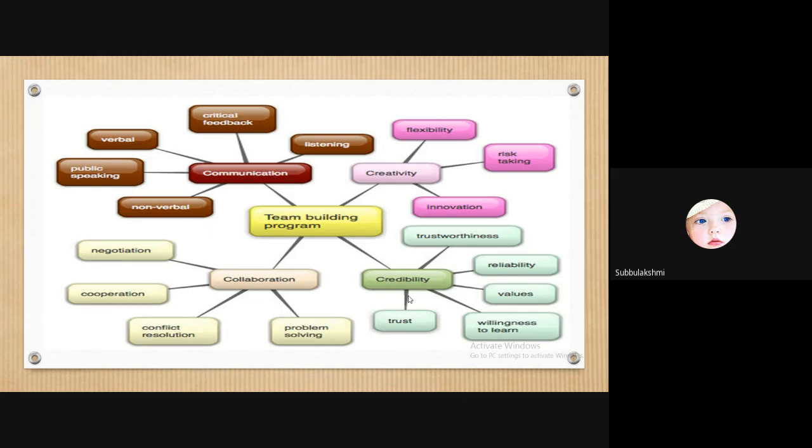The next we have here is credibility. Credibility is trust amongst each other, reliable. They should have social values, team values, what you call willingness to learn. They should be open-minded, open to learn whatever comes from the group members, open to learn, acceptance. Next we have collaboration. What are those skills that form collaboration? Negotiation skills, cooperation, conflict resolution, and problem solving. These put together form the broad term collaboration.